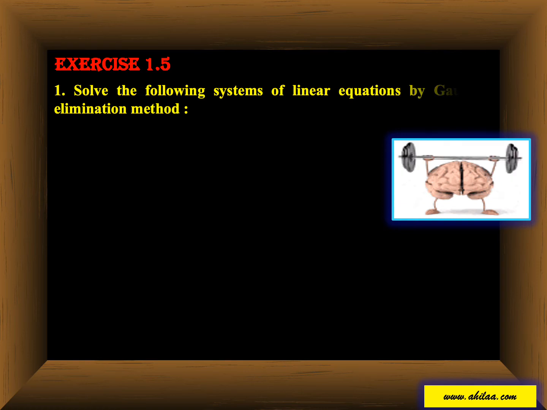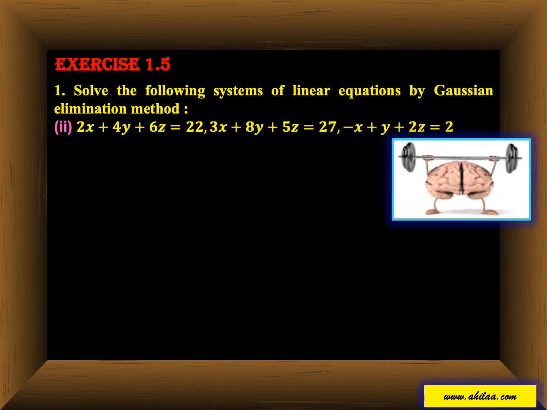Exercise 1.5. First problem, second subdivision. 2x plus 4y plus 6z equal to 22. 3x plus 8y plus 5z equal to 27. Minus x plus y plus 2z equal to 2.